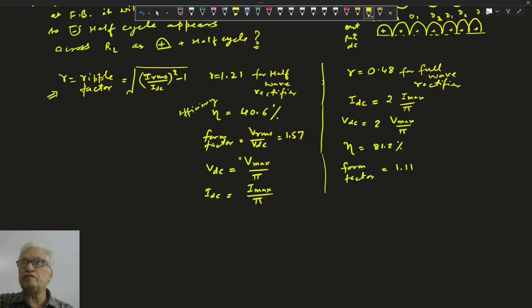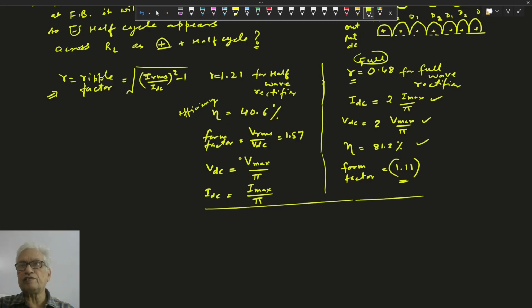Whereas for the full wave rectifier, ripple factor is low, 0.48. IDC is 2 I maximum upon pi, VDC is 2 V maximum upon pi. Efficiency is far better than half wave, 81.2%. Form factor is also good, 1.1, lesser than the form factor in half wave. So by comparison also we can say full wave is better than half wave.